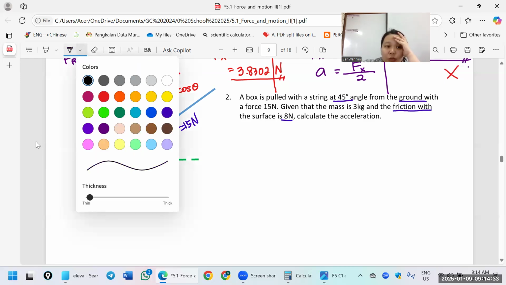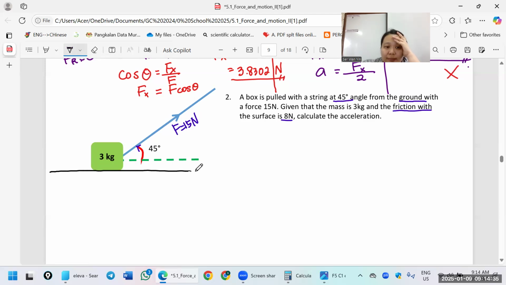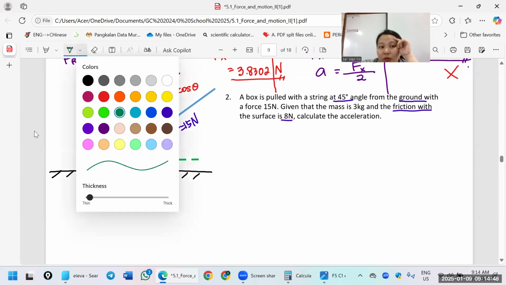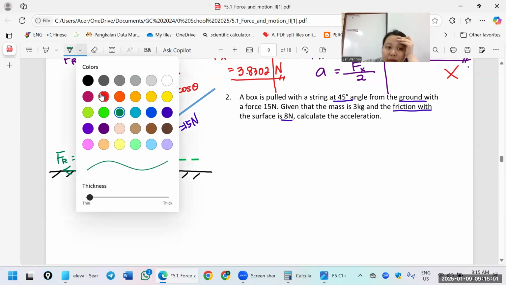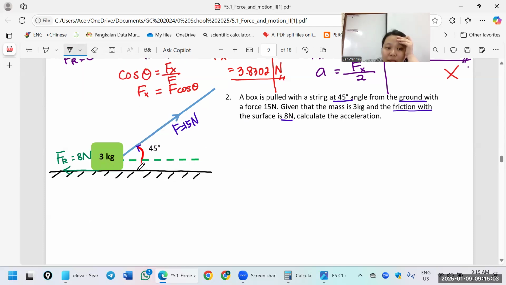I encourage you to draw out the surface with friction. You draw out the surface. With friction means that you shape it like this, means got friction. Okay, so now let's label the frictional force like this. Frictional force equals 8 Newton. Calculate the acceleration. The acceleration is going this way.